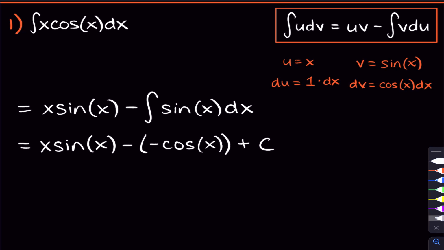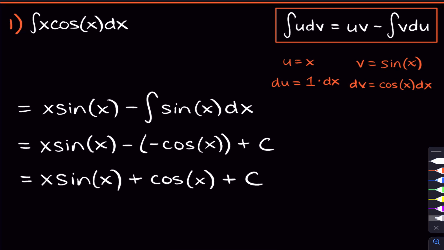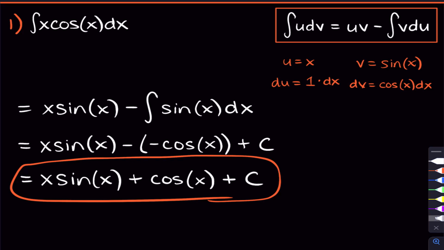Okay, and make sure you're careful with your negatives here. We have a negative that comes from this negative outside the integral, and this other negative comes from the fact that the integral of sine is negative. So don't miss out on one of those. So we get our final answer is x times sine of x. We have two negatives, so that's a positive cosine of x. And then we have plus c. And that's our answer for problem 1.